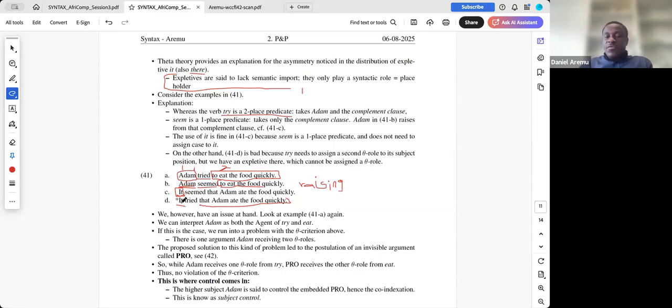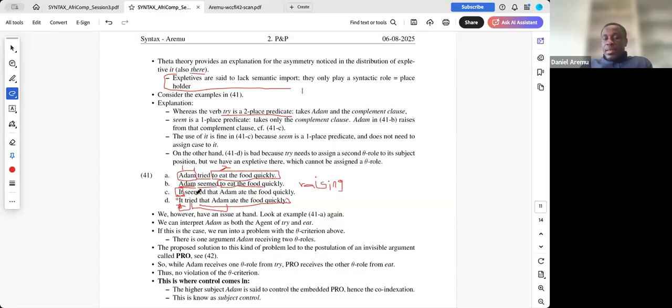So if we force it, if we put it in this position, then we have an ungrammatical sentence because try is a two-place predicate. It needs to assign one theta role and a second theta role. So in assigning the second theta role, it meets an expletive that cannot take a theta role.